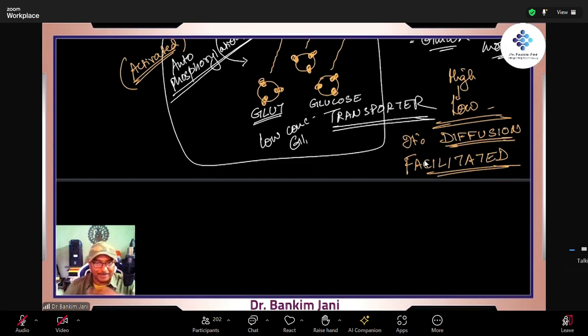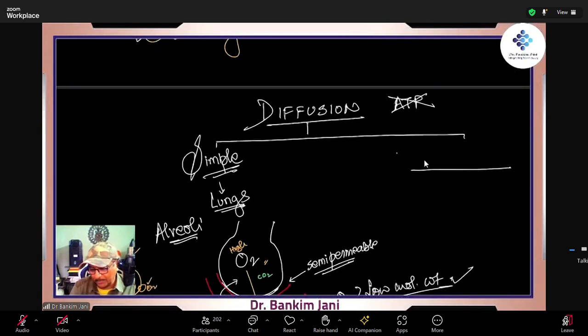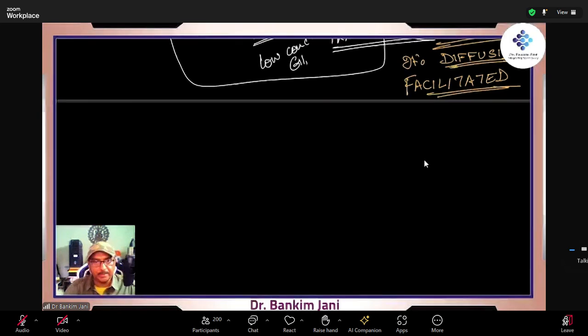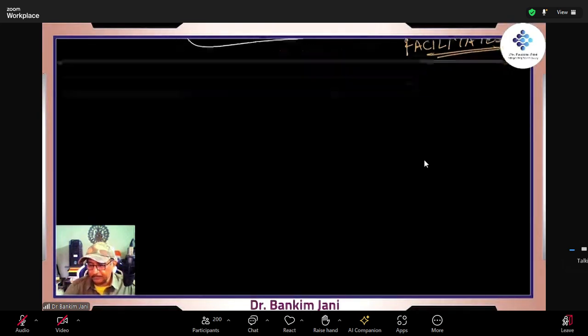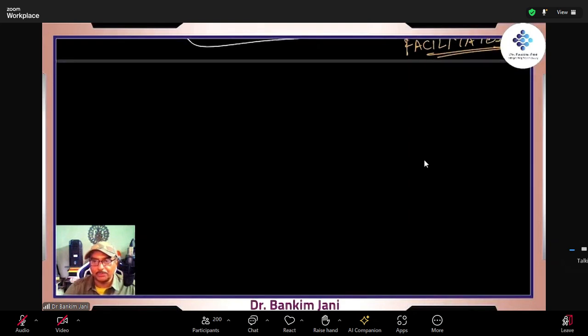Our glucose is getting helped by someone. So that's what we are supposed to write: simple diffusion and facilitated diffusion. That is also diffusion, because diffusion means high concentration to low concentration. So that was the idea. This is what is called facilitated diffusion. So far clear? Any query, any doubt? So that we go to the next level, because this next level is going to fascinate you. You'll be so happy.